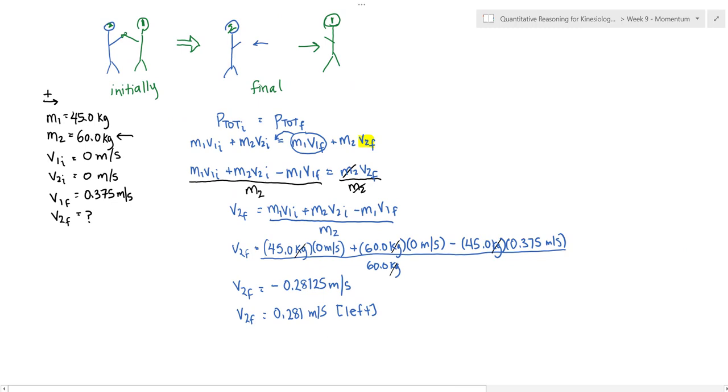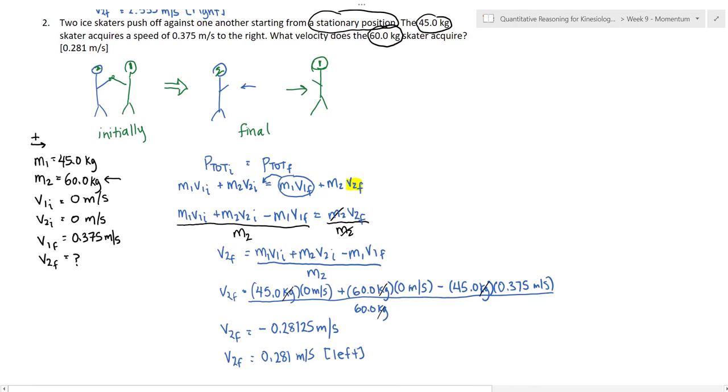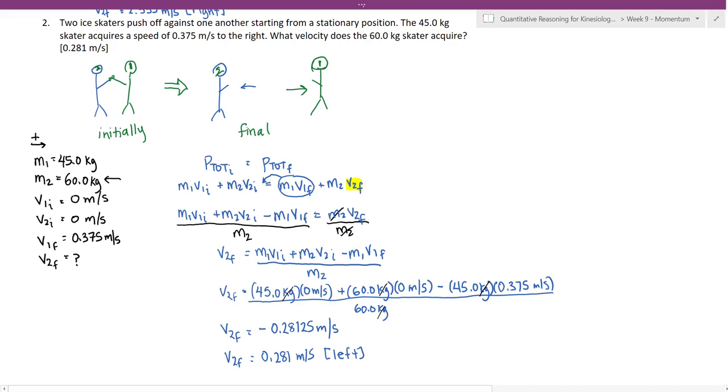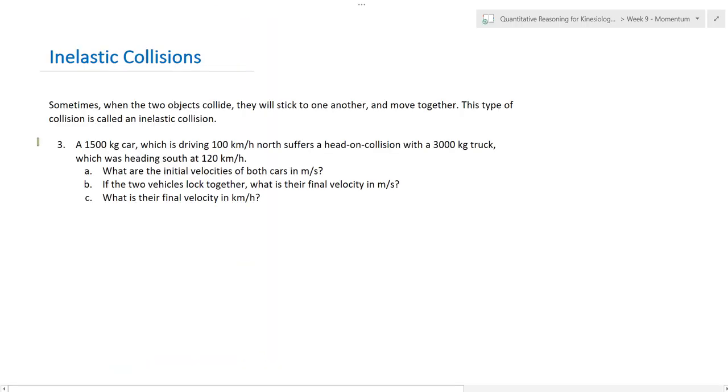Okay, so make sure that things make sense to you. One of the most common mistakes when doing these problems is that people forget to put in negative signs when something is going in the negative direction. You should always begin by defining which way is the positive direction. And you could have defined left to be positive and you still would have gotten the same answer. Okay, so that's totally up to you. All right, let's move on to question 3.